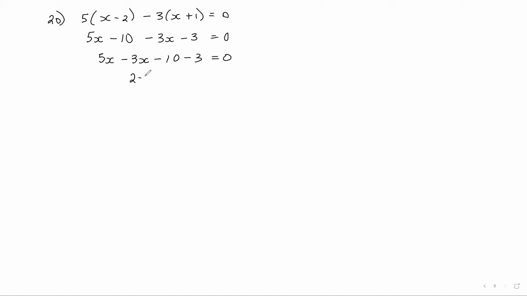2x minus 7 equals minus 13. Minus 10 minus 3 is minus 13, right? So now we'll have 2x is equal to 0 plus 13, which will be 13. So therefore, if 2x is equal to 13, then x is equal to 13 divided by 2.